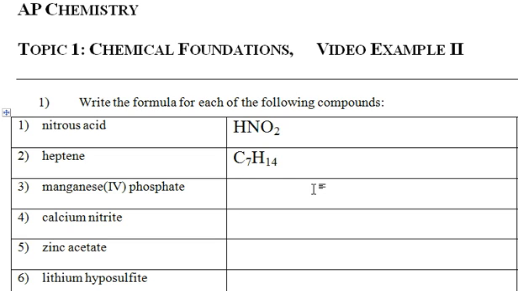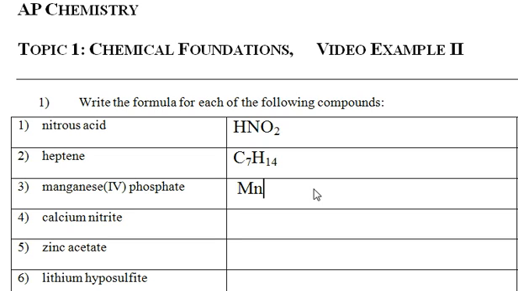Manganese 4-phosphate is an ionic compound, and it has a metal that has more than one charge. In this case, the Roman numeral tells us that we have a certain charge on the manganese. Manganese can have multiple charges, but we only care about the +4 in this scenario. So we're going to write out the equation where we have manganese that has a +4 charge.